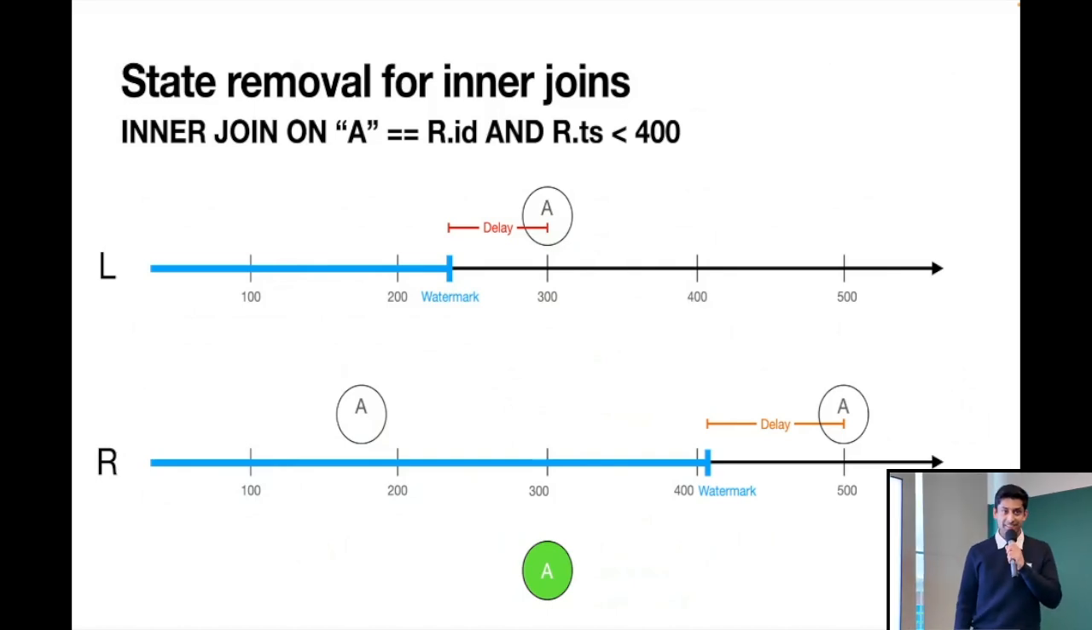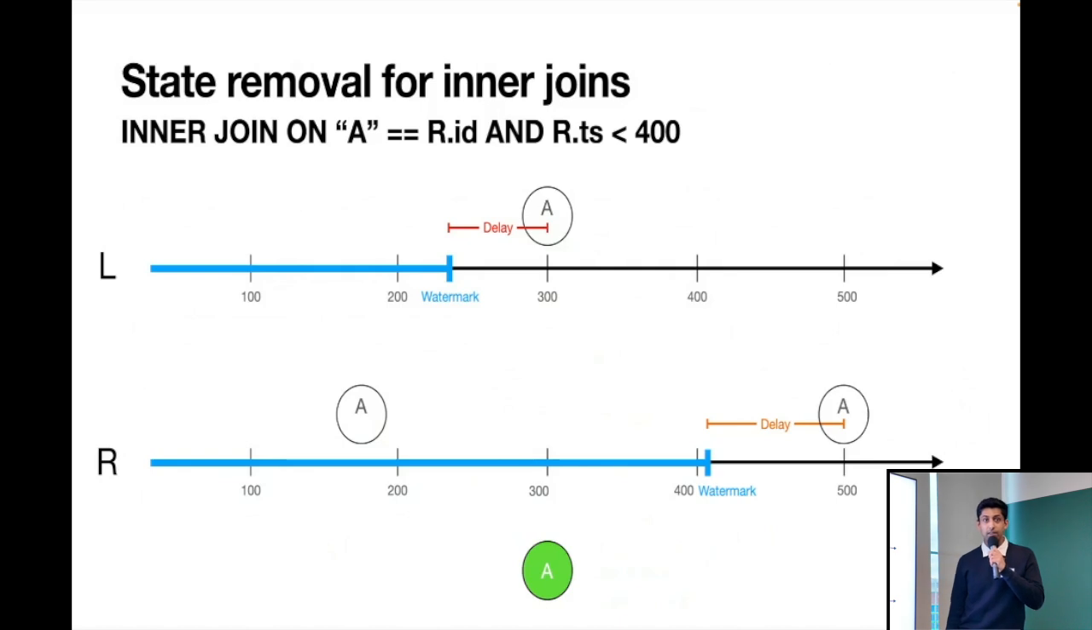We can't evict A from the left stream because even though the condition for evicting that is defined using the join is satisfied, the watermark in the left stream hasn't passed 300. So, okay, the statement was we can't evict it because the watermark on the left side has not passed 300. Okay, that was the first statement. Any other ideas from the audience?